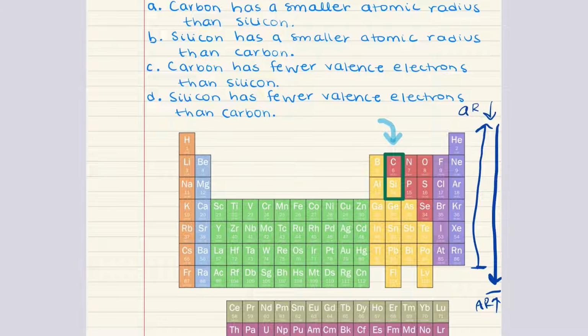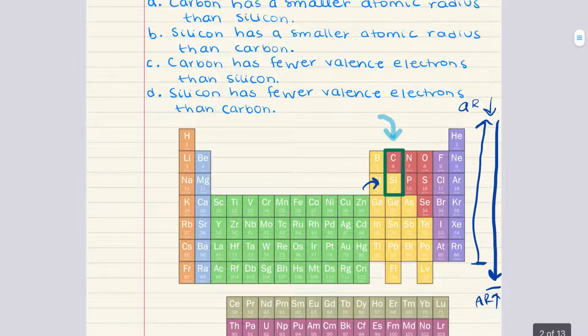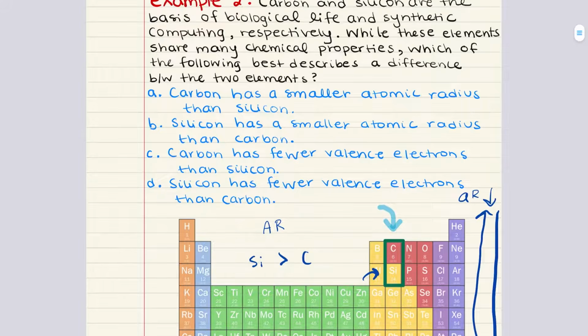With that point in mind, that means that silicon in period 3 is going to have a larger atomic radius compared to carbon. So if we're comparing atomic radius, silicon is going to have a larger atomic radius than carbon. Let's keep that in mind as we analyze each option that's provided in this question. A says carbon has a smaller atomic radius than silicon. This is a true statement.